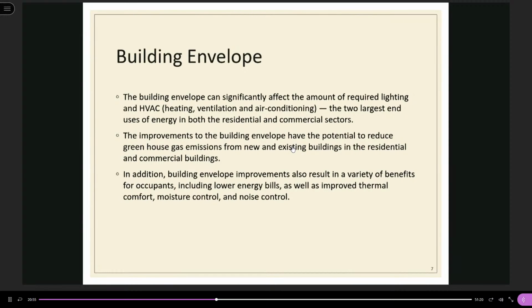Okay, so for moisture control, noise control, thermal control, of course, we can also have active systems. For moisture control, I can switch on the dehumidifier, okay? But if we can allow more natural ventilation to flow across the building, across the flats, the houses, then we don't need to rely on these electrical systems, but still achieve a comfortable environment. So that's the target of passive systems.